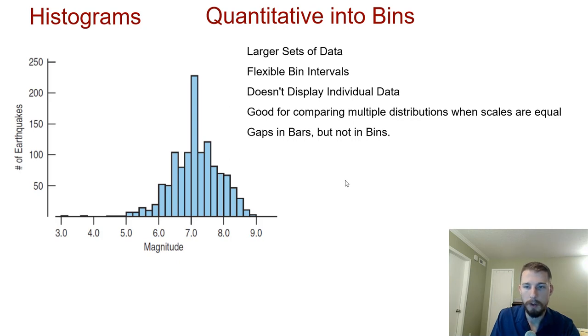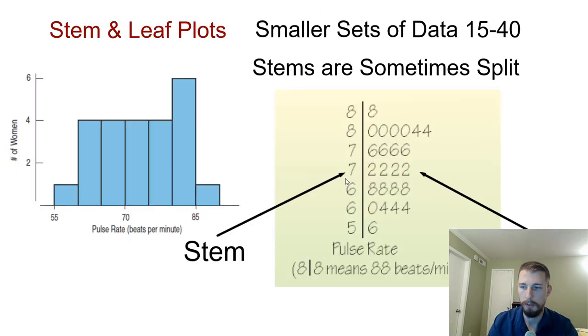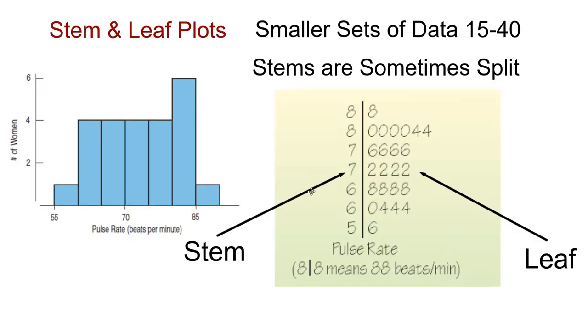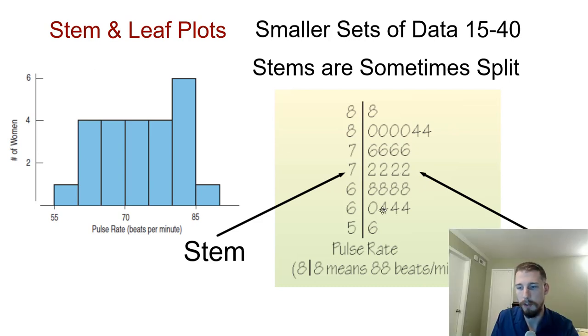So histograms also don't display the individual data. Whenever we get to a stem and leaf, let me show you that real quick. So here's a stem and leaf. There's a key here, right? The bar separates between the 8 and 8, which would mean 88 beats per minute. So 8 and 0 would be 80 beats per minute. 8 and the 4 would mean that 2 students had a resting heart rate of 84 beats per minute. So you can actually tell all the individual data whenever you're looking at a stem and leaf plot.